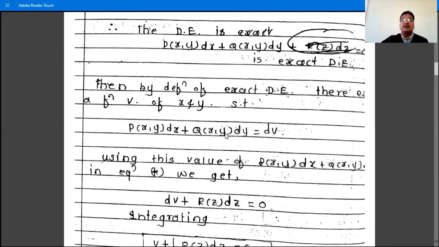So how can we check that a differential equation is exact? For example, m dx plus n dy is equal to 0 is exact if ∂m/∂y is equal to ∂n/∂x. And if the given differential equation of two variables is exact, then there exists some function of x and y such that its derivative is m dx plus n dy. Here m and n are replaced by p and q. So if the differential equation is exact, then its LHS is equal to the derivative of that function.